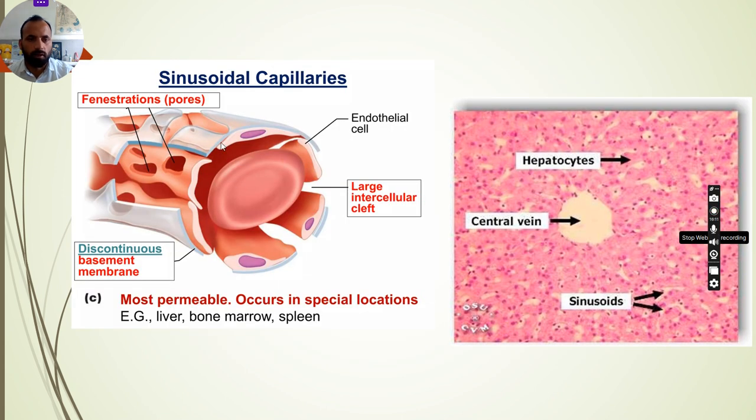And sinusoidal: the basement membrane will be discontinuous, which means fenestrations will be there, and there will also be fenestrations or pores in the endothelial lining. You can find these in the liver, bone marrow, and spleen. You have the example of the liver as a sinusoidal organ. So this is a histological picture of the liver. You have the central vein, hepatocytes, and all these white spaces are basically the sinusoids.